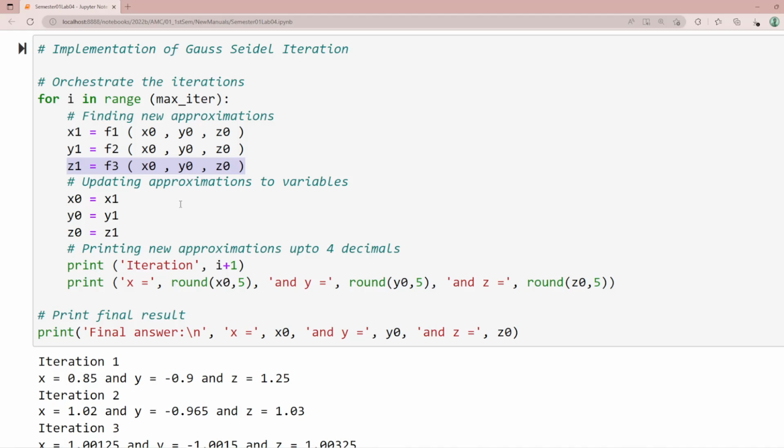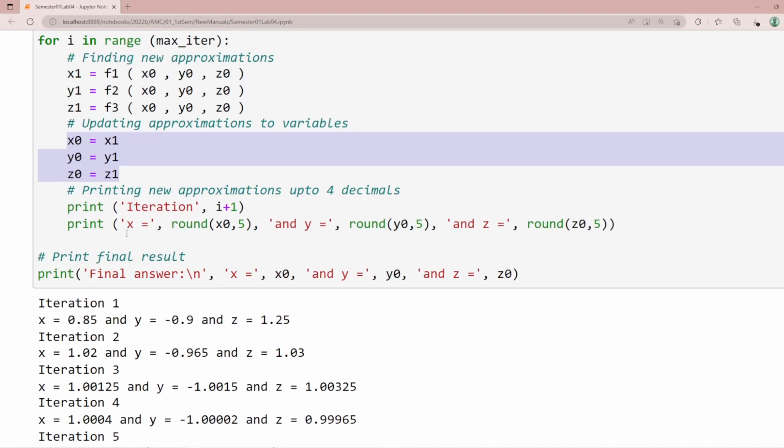And once we get these values, we update the approximations of the variables to the current approximation. x0, y0, z0 are the current approximations, right? We update those values and then we print them. Now, while printing, we have used a different way of printing in the sense that we want to see what happens iteration wise. So, iteration i plus 1, since i starts from 0, we need to do i plus 1 because iteration 0 does not make sense. Iteration 1, the first iteration.